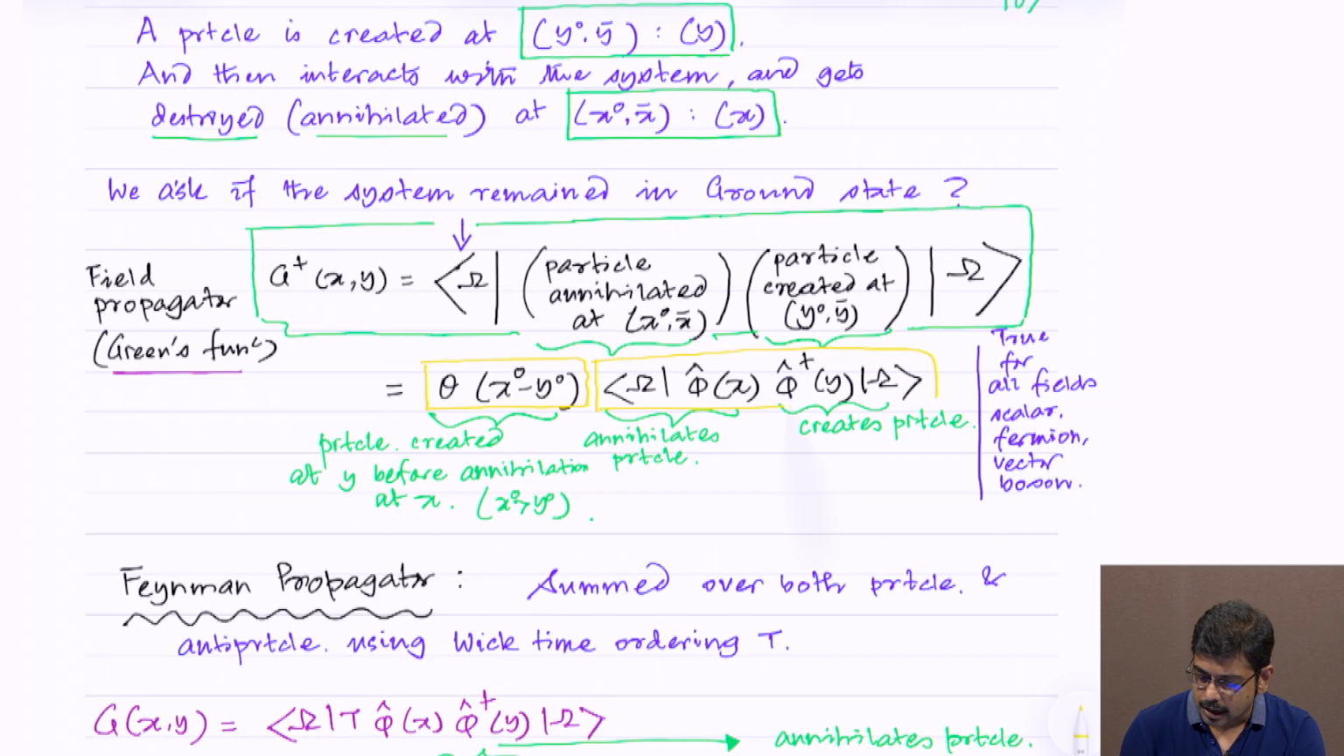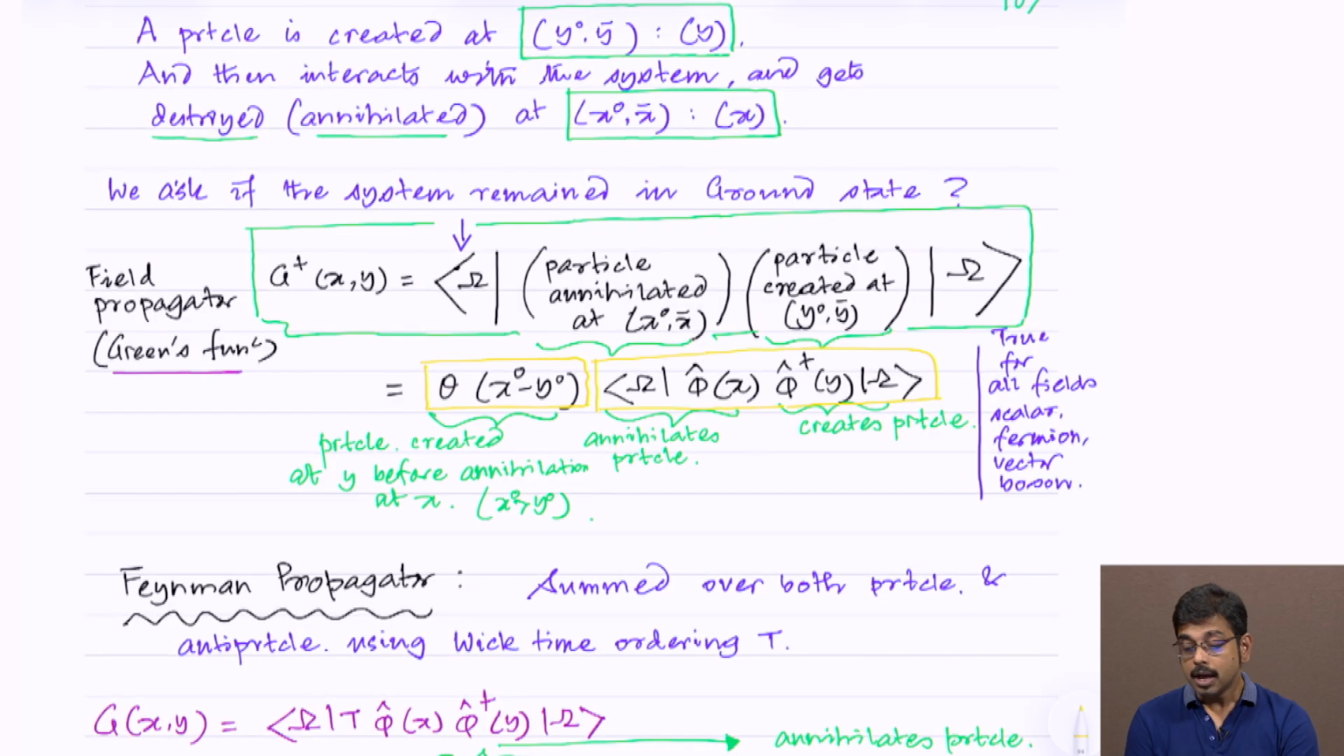Now what exactly does this correspond to? If you remember, I'm using the notation of the scalar field, but we don't really have to resort to the scalar field notation. You can talk about the fermionic field propagator or Dirac propagator, or you can similarly do it for the vector boson fields also.